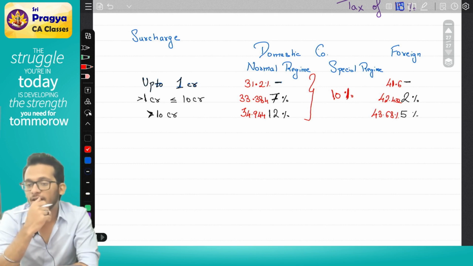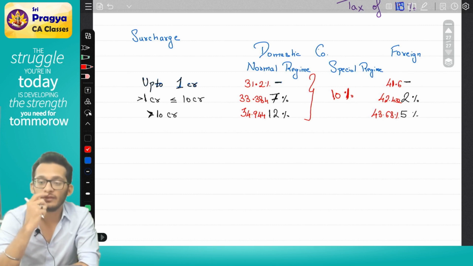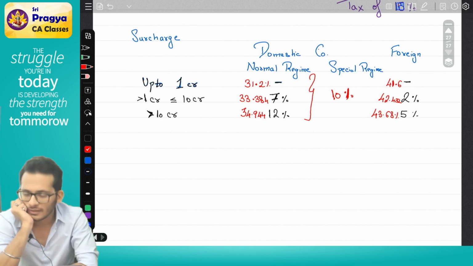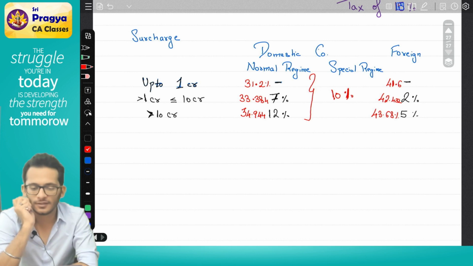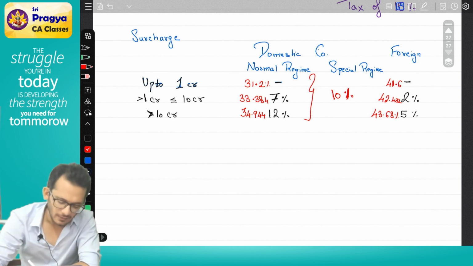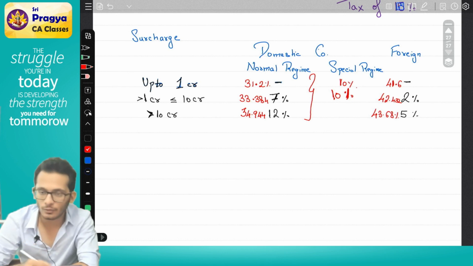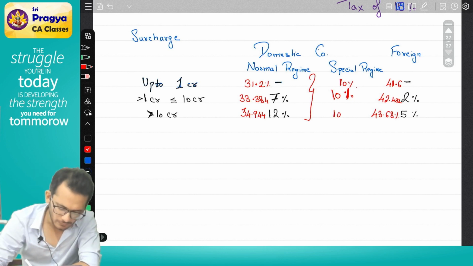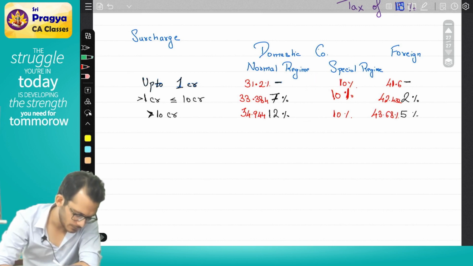Rahul, I have income of 100 rupees. Am I liable for surcharge? Yes, you are liable for surcharge. If you opt for special regime, whether you choose up to 1 crore or 1 to 10 crores or above 10 crores, everything will be liable for a surcharge of 10%.